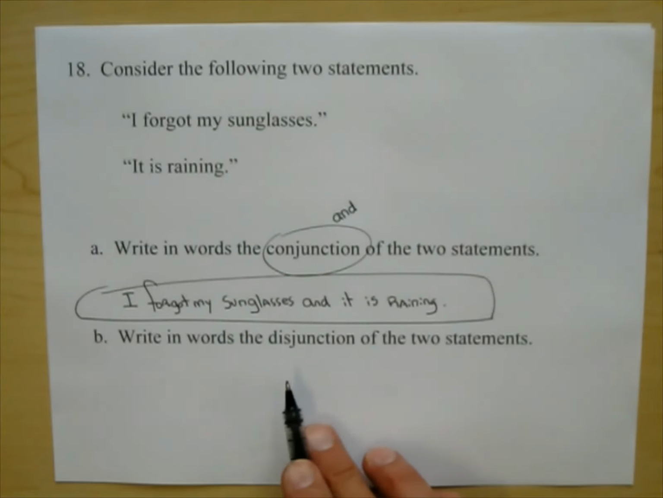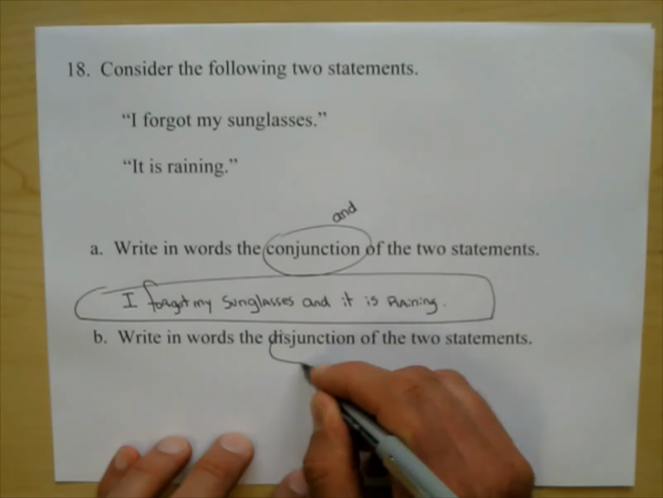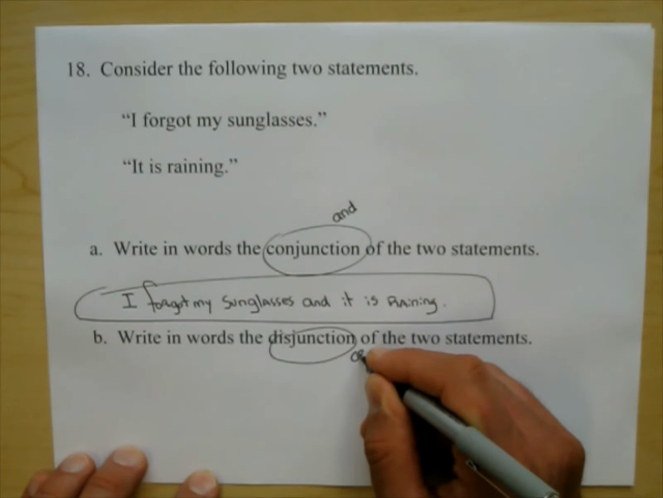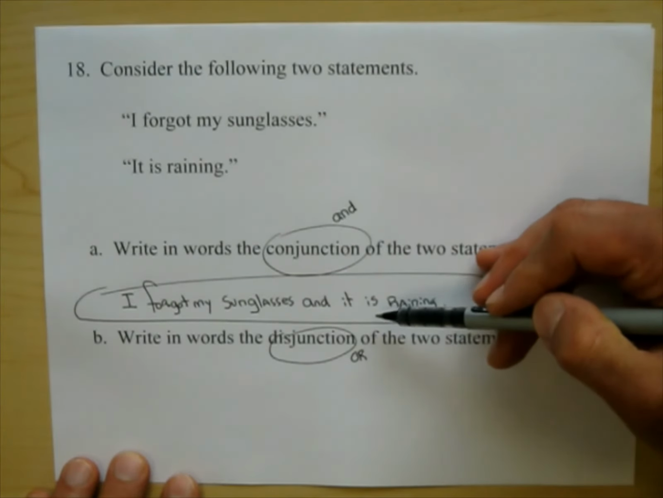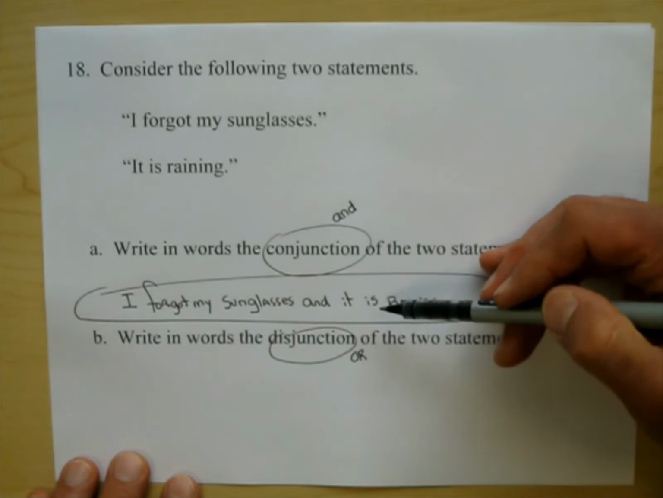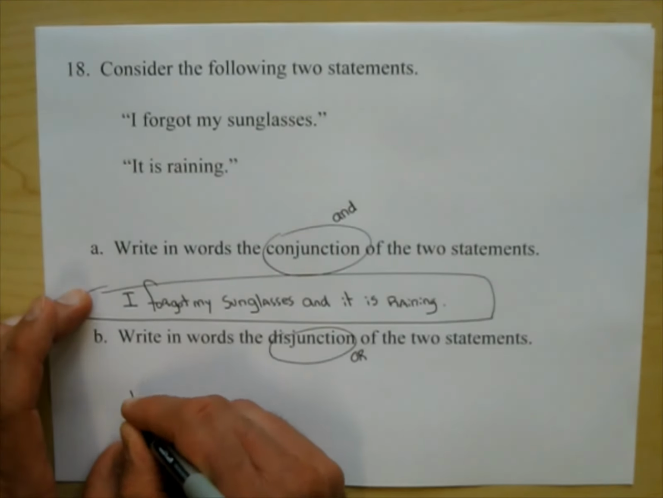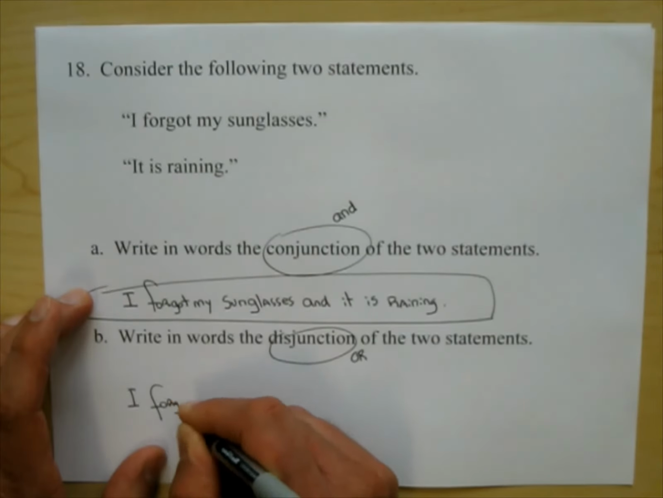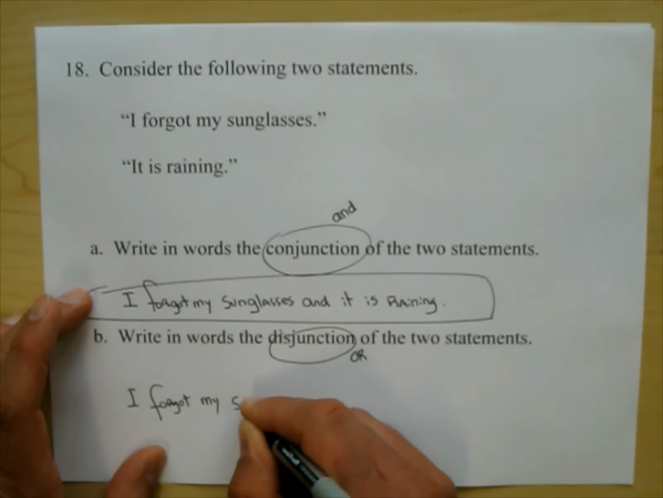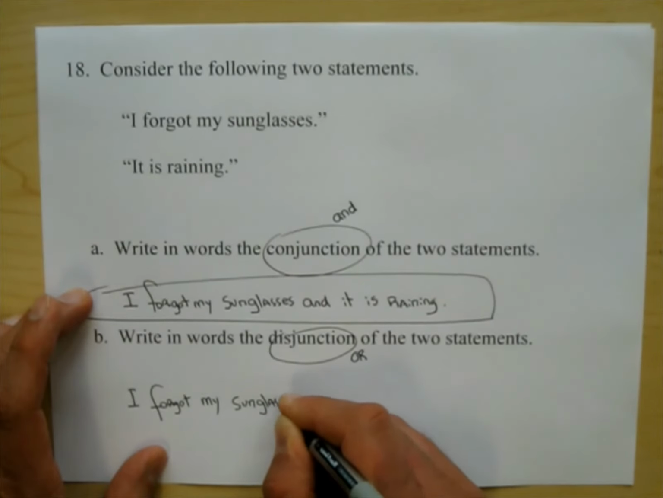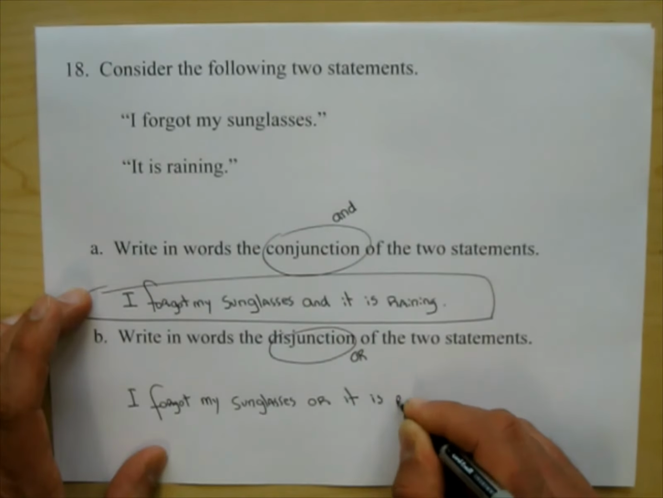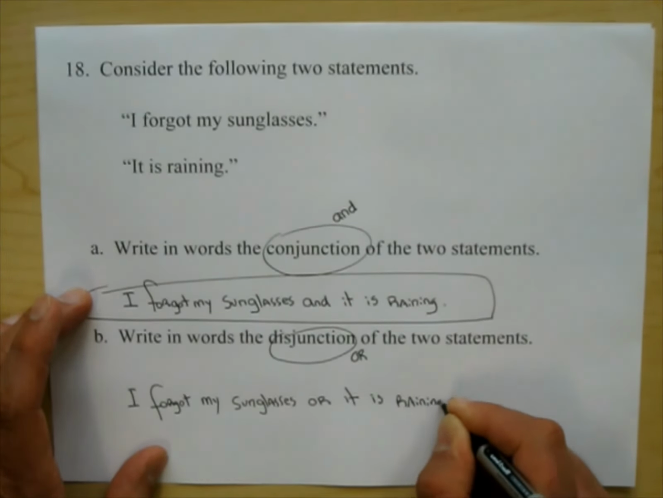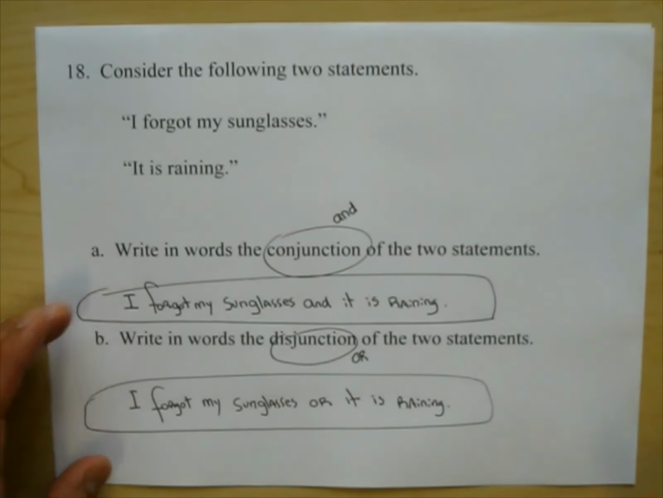Okay, part B on this is the disjunction, and the disjunction is the or. We're writing in words the disjunction of the two statements, so it's going to basically almost be the same. It's going to be I forgot my sunglasses or it is raining. And so there it is. That is problem number 18.